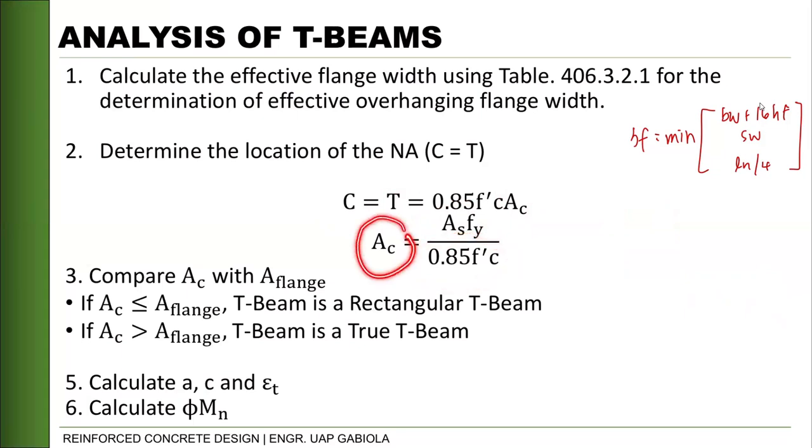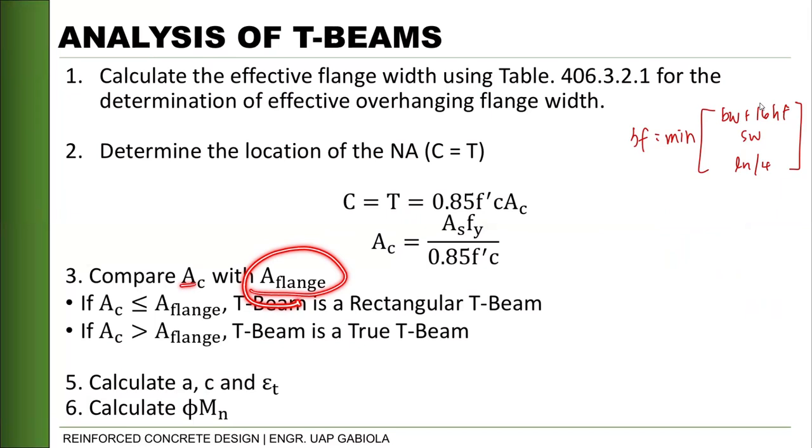Meaning ito yung area ng compression block na kailangan natin to resist or to equate our couple, yung T natin, para magkaroon ng same value yung C natin with our T. Yun yung kailangan niyang area. And when we try to compare that area with our area ng flange, it means na bine-verify natin kung magfo-fall siya within or outside ng flange natin, kaya sa area ng flange tayo.